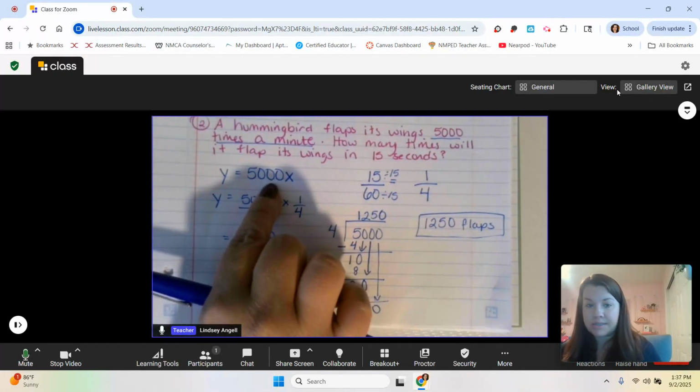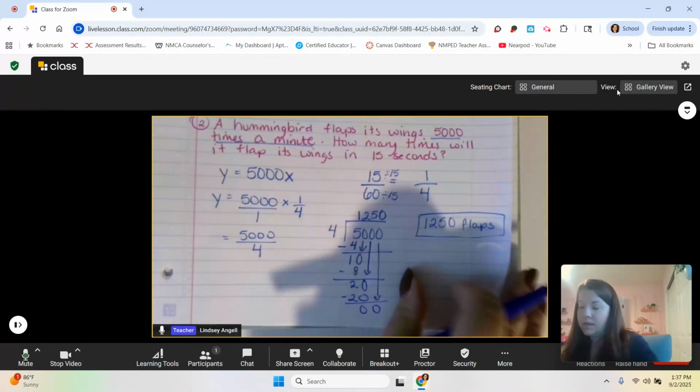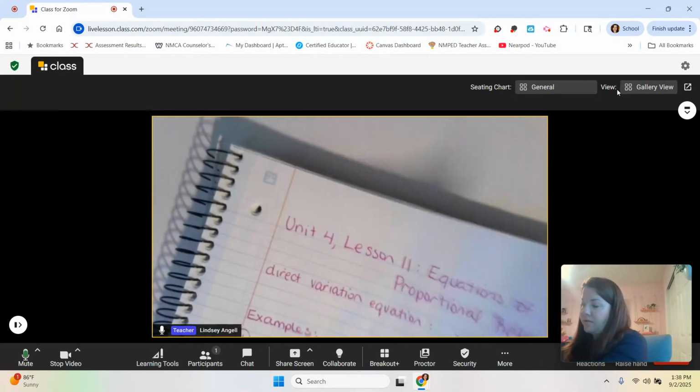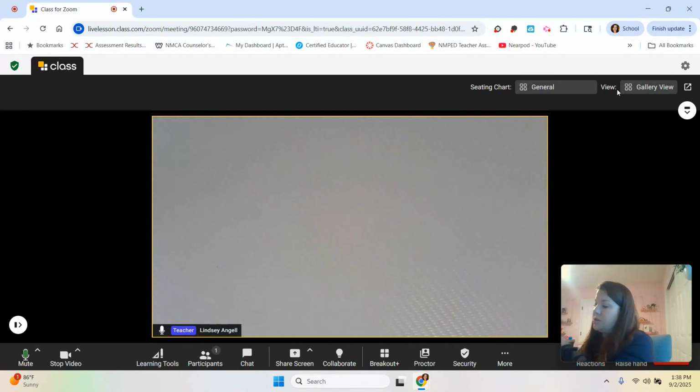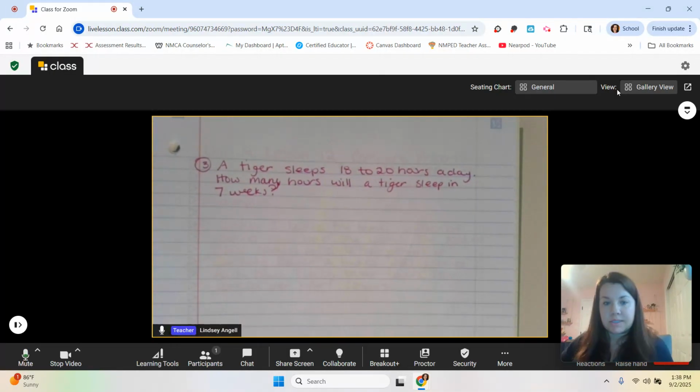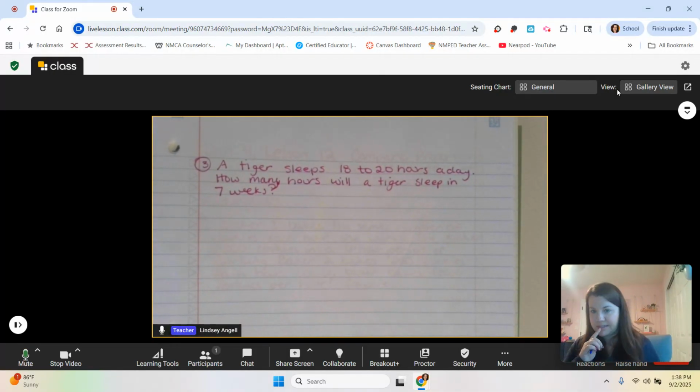So remember, this number is your constant of proportionality, and then you can put the other value in there to solve. Let's try one more. This is from your quick check though, so make sure that you write it down. A tiger sleeps 18 to 20 hours a day. How many hours will a tiger sleep in 7 weeks? Okay, so there's a couple things we need to do. One, I'm going to set up 2 equations because technically I'm working with a range.